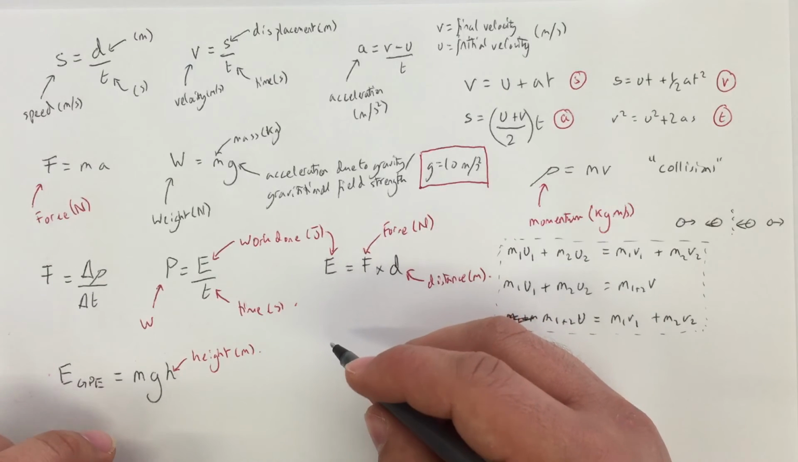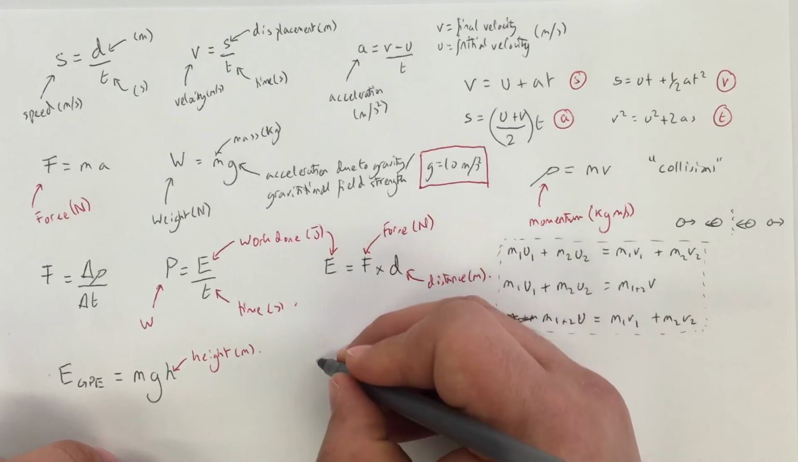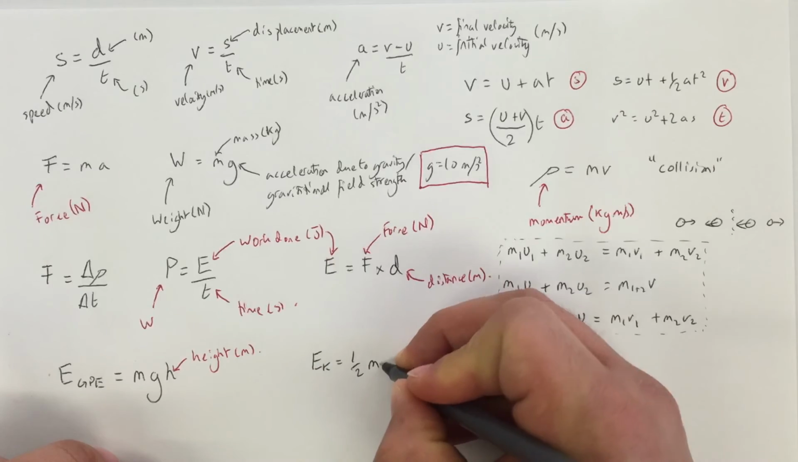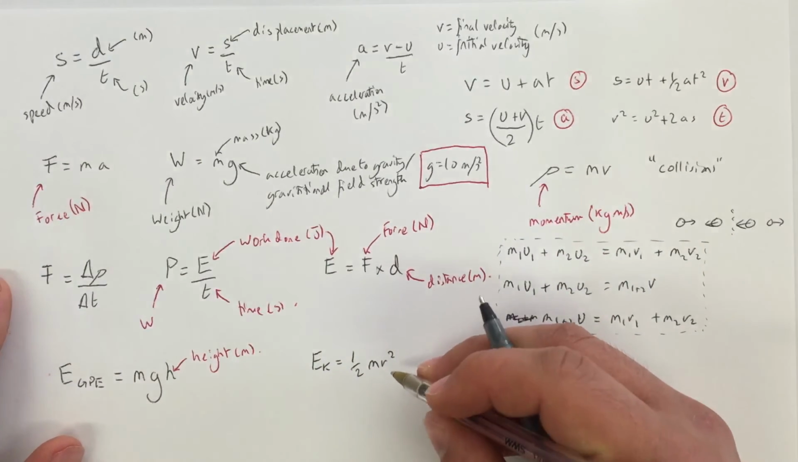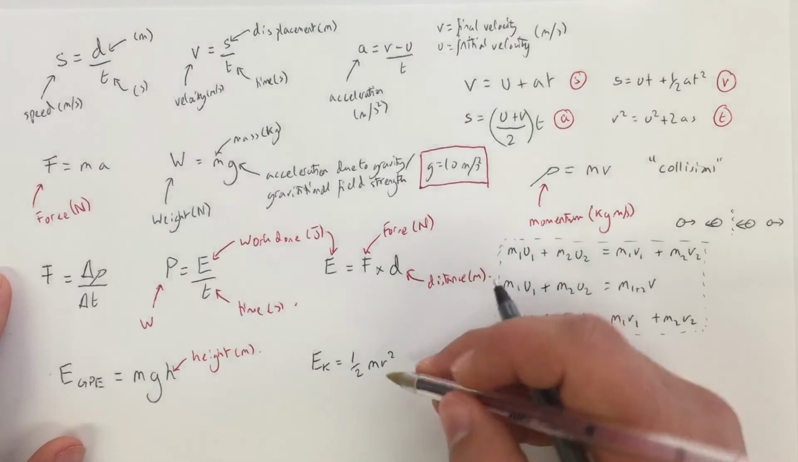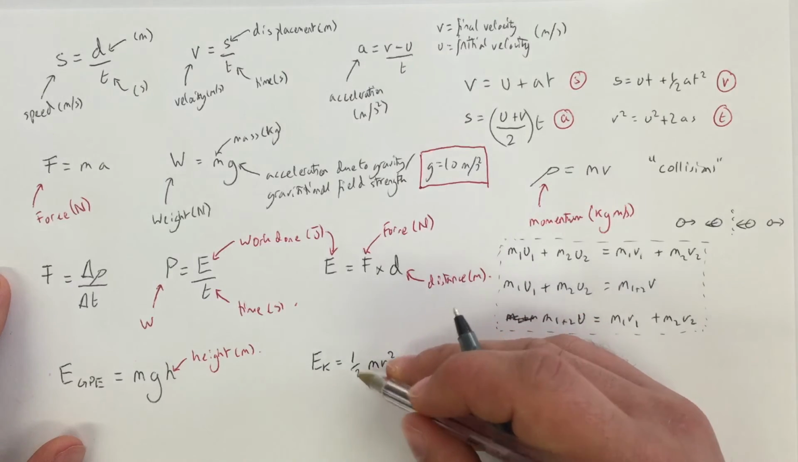The next equation that we do is the equation for kinetic energy, which is half mv squared, so half the mass times the velocity squared. Now when you do this equation, make sure you follow the rules of BIDMAS, so that you do velocity squared first on your calculator, then times it by mass, and then divide it by 2.